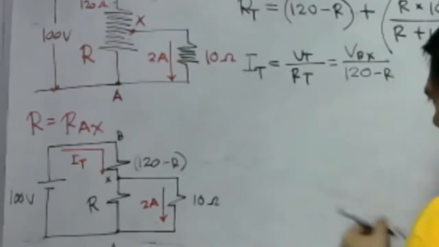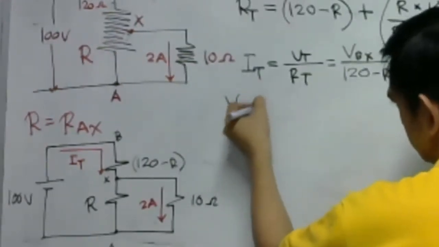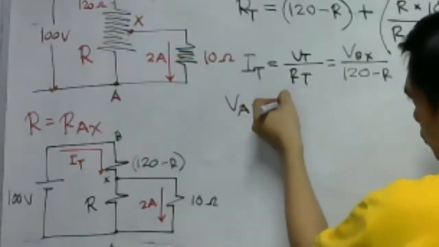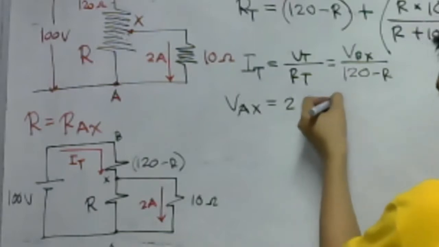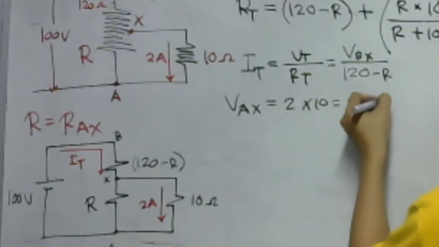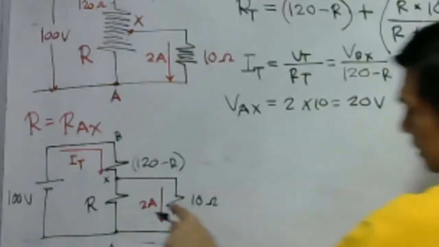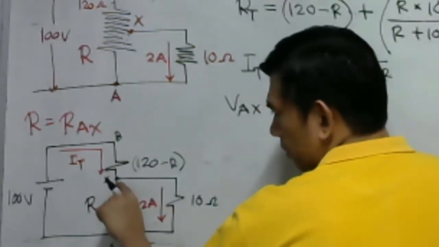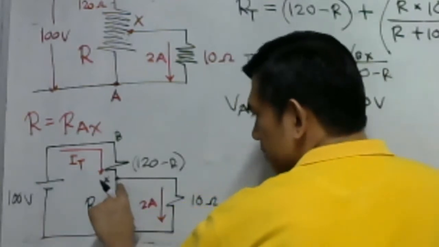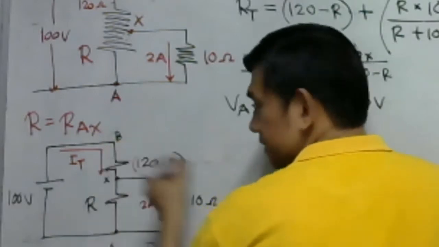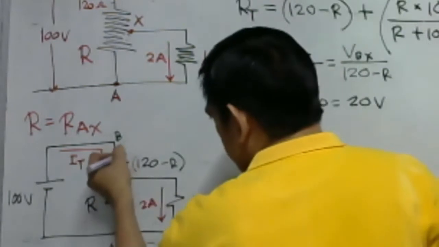We can already calculate the voltage at Ax. What is the voltage at Ax? That is simply equal to 2 times 10, so that is 20 volts. Therefore, if you have 20 volts here, and this is 100, then 100 minus 20 will become 80 volts, isn't it?